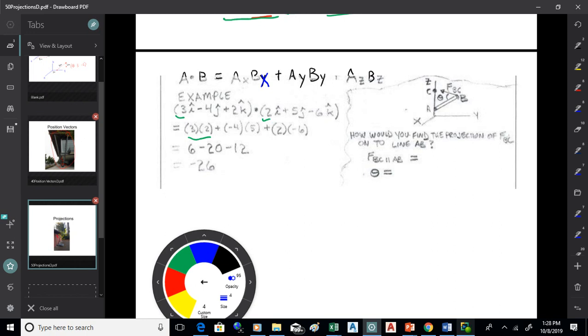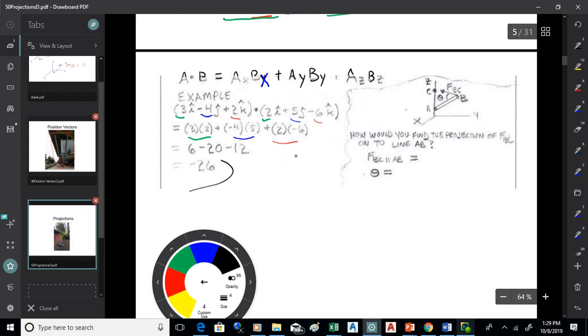Okay. So you take the like components, multiply them together, take the j's, multiply them together, and then take the k's. So 2 and negative 6, multiply those together. Add everything up, and you get negative 26. Okay. All right. So that is a mathematical operation.